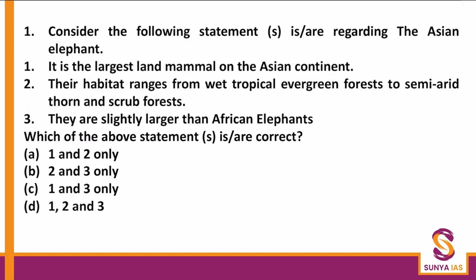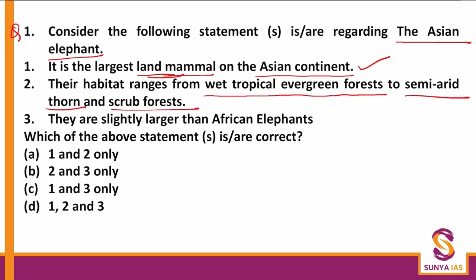First question is, consider the following statements regarding the Asian elephant. This is question number 1. It is the largest land mammal on the Asian continent. Okay, largest land mammal on the Asian continent. Their habitat ranges from wet tropical evergreen forest to semi-arid thorn and scrub forest. This statement is also true. They are slightly larger than African elephants. Okay, class, they are not larger than African elephants.